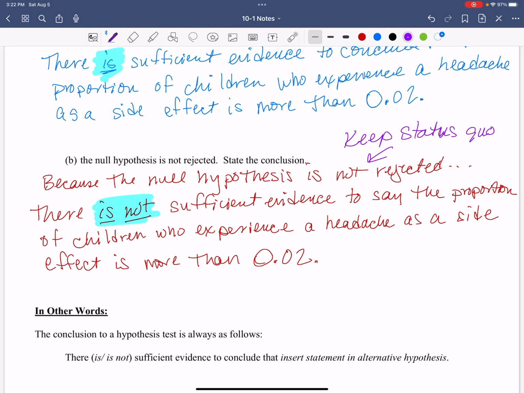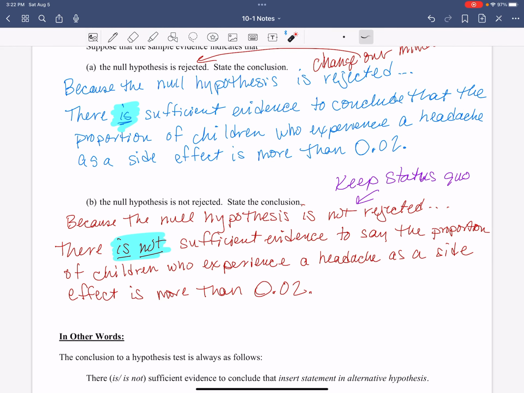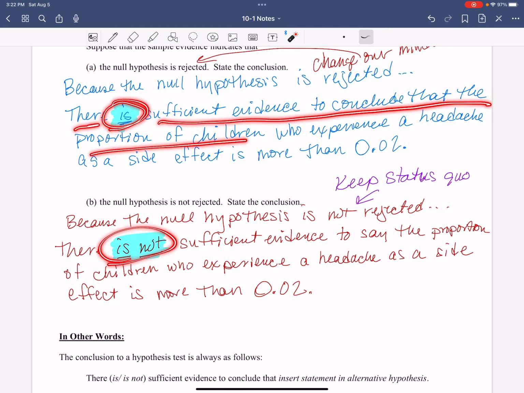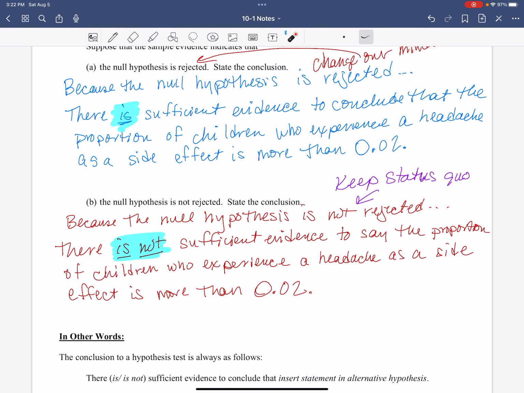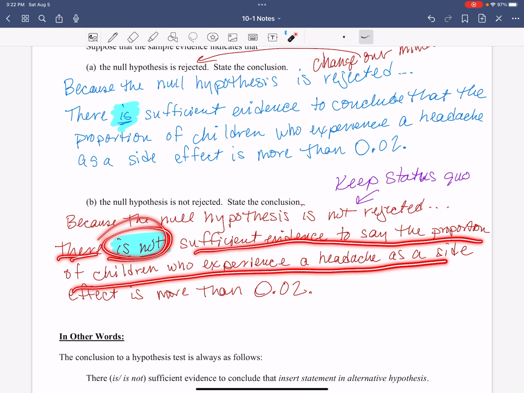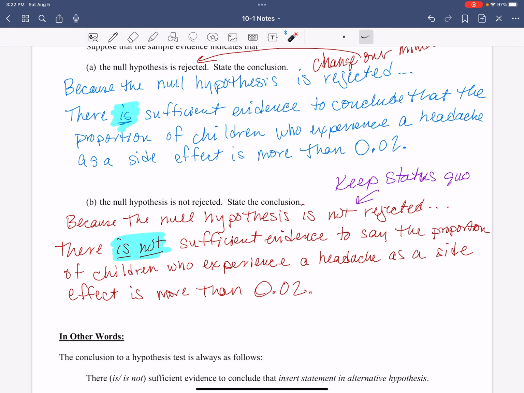And notice it's the exact same thing. So if I'm looking at these words, there is sufficient evidence to conclude that the proportion of children who experience a headache as a side effect is more than 2%. There is not sufficient evidence to say the proportion of children who experience a headache as a side effect is more than 2%. Literally everything is exactly the same in these statements. You just determine if it is sufficient evidence or is not sufficient evidence. Everything else is literally the same.